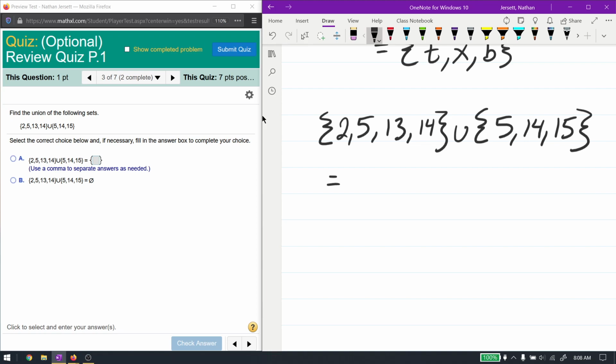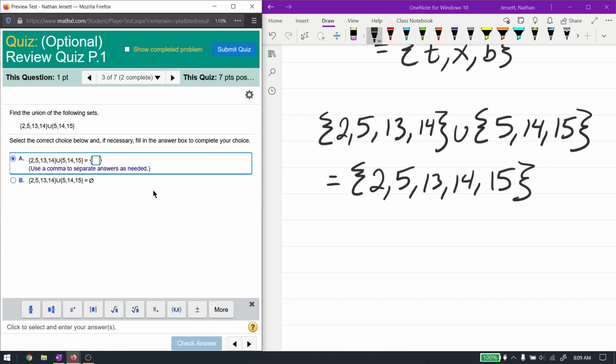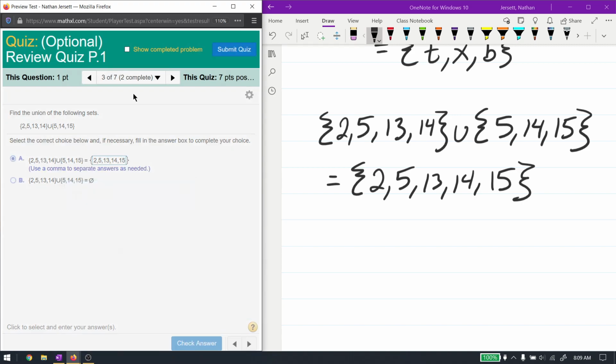So the union, I'm going to start with the first set, is going to have 2, 5, 13, and 14. And in the second set, we already have a 5. There's no repetition allowed in sets, so the 5 is not going to be added as an additional 5. The 14 is also not going to be added again. The 15, however, we do not have yet, so I'm going to add that. And that's the union. It's everything possible that's unique. Make sure sets never have repetition. So we have 2, 5, 13, 14, and 15. And that's correct.